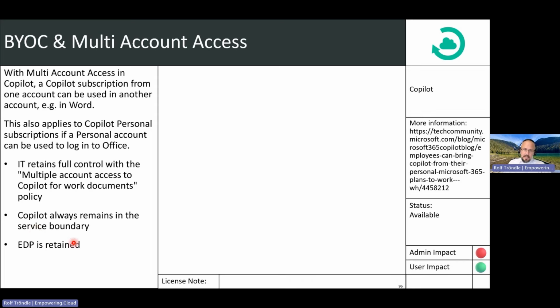Don't worry about that. Enterprise data protection will still be retained, so everything stays within your tenant boundaries, even when using Copilot personal subscription. And if you don't like this, then turn off the multiple account access to Copilot for work documents policy inside the Apps admin center.